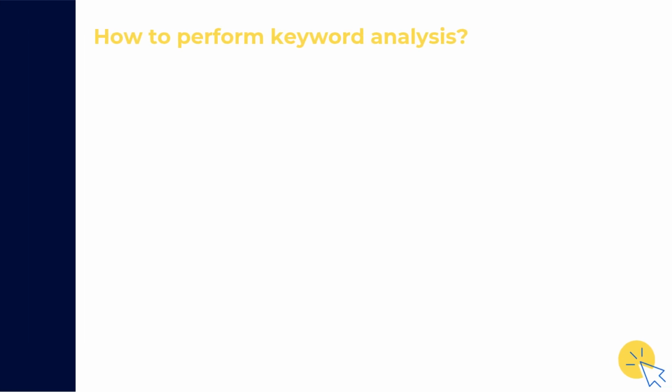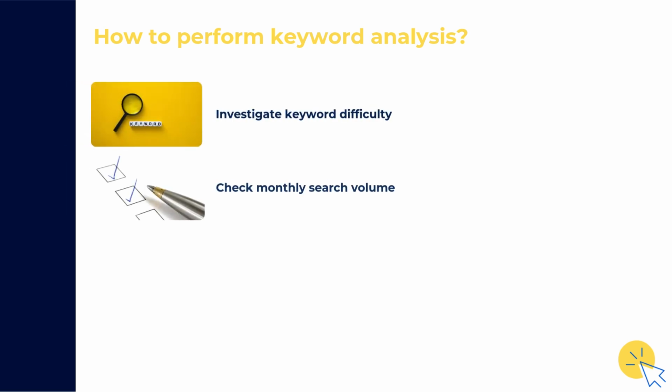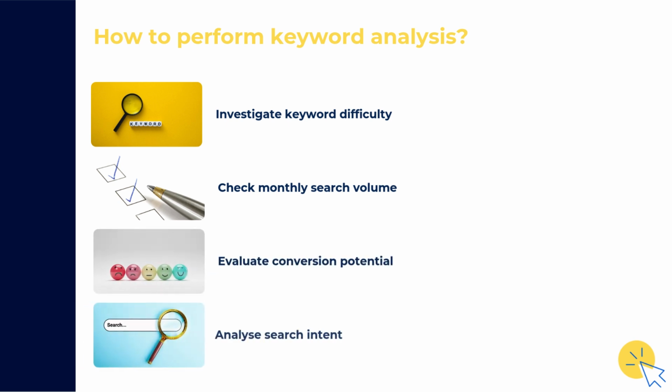Once you know your target audience, it's time to apply keyword analysis to refine your SEO strategy. Keyword analysis helps you identify the best search terms to target based on their difficulty, search volume, and potential to convert. This is where tools like SEMrush come in handy.